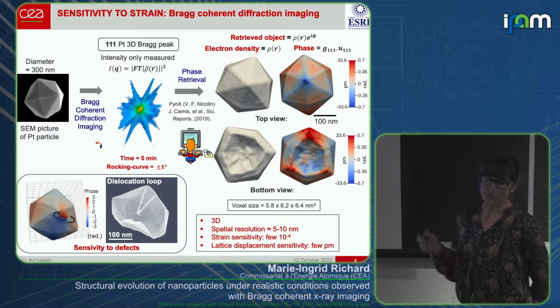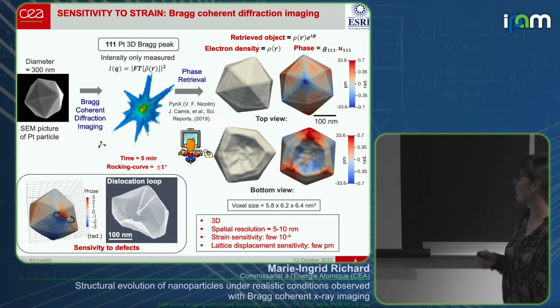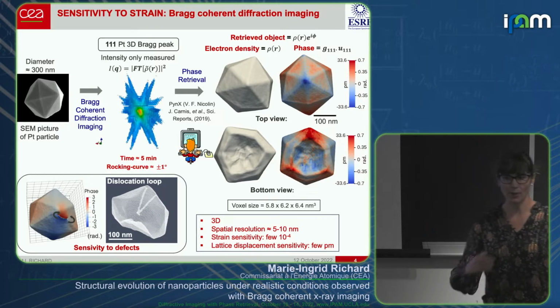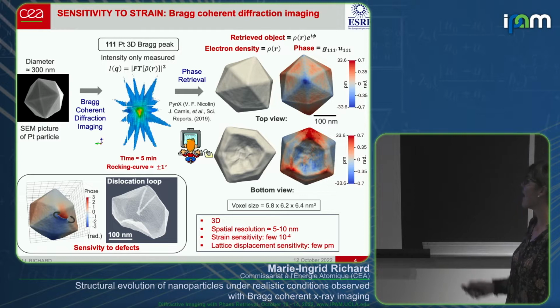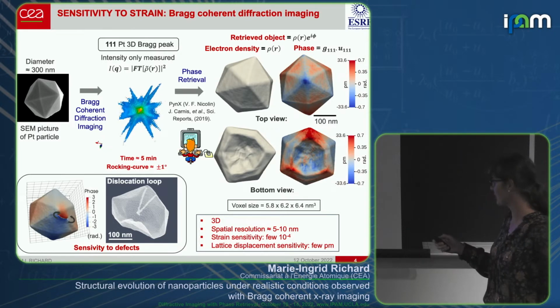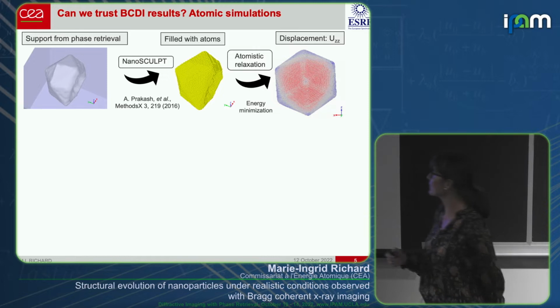So in a few words, this is a 3D technique with a spatial resolution of about 5 to 10 nanometers, some strain sensitivity, as we are working in Bragg condition in diffraction, to a few 10 to the minus 4, and some lattice displacement sensitivity of a few picometers. So can we trust the technique? Can we trust the BCDI results?